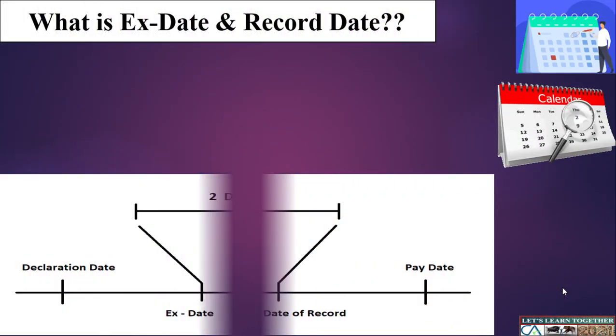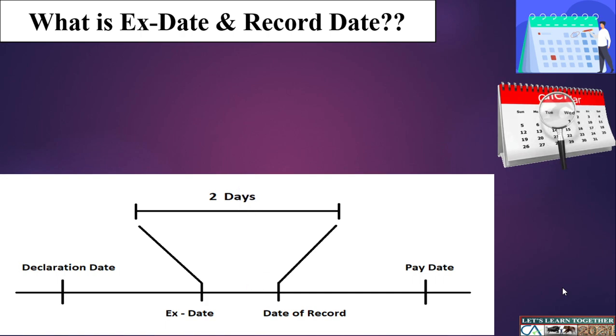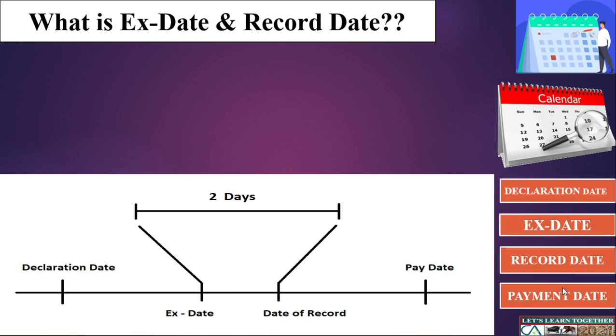And what are the ex-date and record date? I hope this timeline helps you understand the dividend cycle. The 4 dates to keep in mind with respect to dividend are the declaration date, ex-date, record date and payment date. What exactly do these mean? Dividend declaration date: this is the date on which a meeting takes place, either an AGM or board meeting, and the company's board approves the dividend issue.